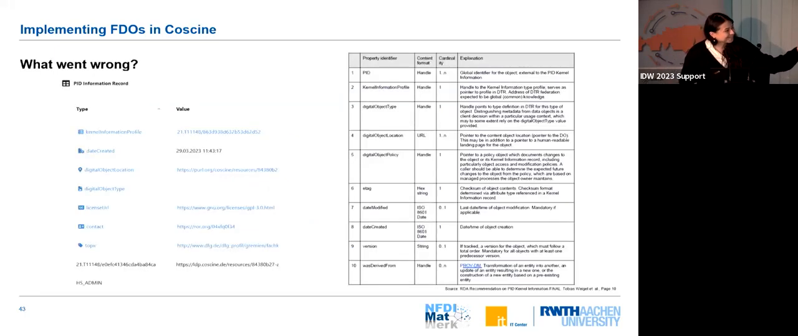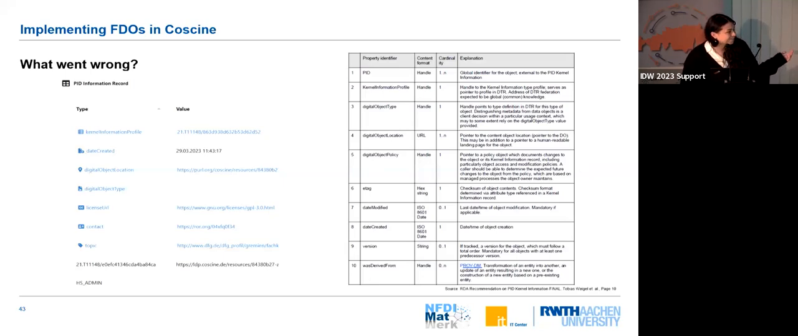On the right side, you can see the RDA recommendation of the defined types that you need to have for the PID record or for the kernel information profile. And on the left side was my first approach. If we take a look at that now, you can see maybe the difference.